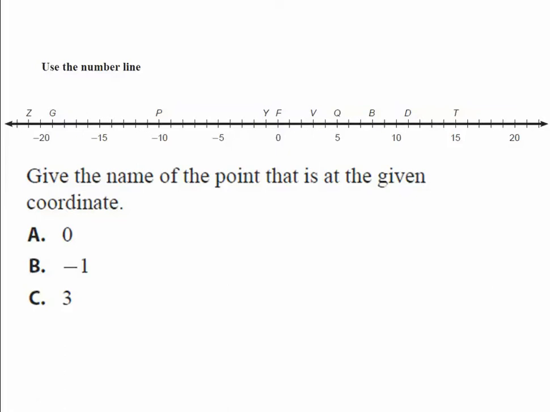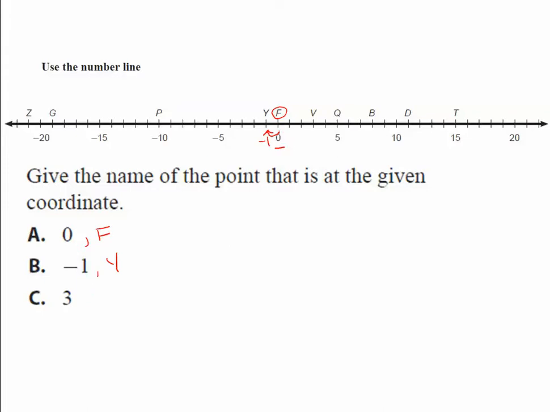In this example, they ask us to name the point that is given at the coordinate. So I look for 0 on the number line, and right there is 0. Well, the name of coordinate 0 is F. So there's its name. Now it asks me, what is -1? Well, -1 is going to go to the left of 0, and it's right here. And that coordinate's name is Y.